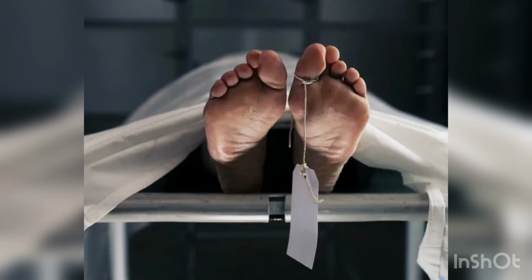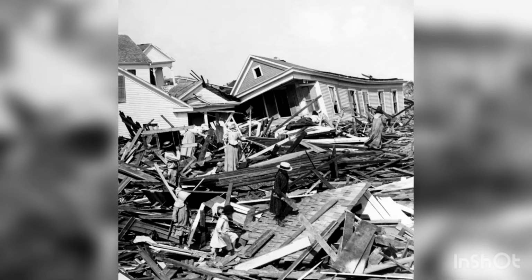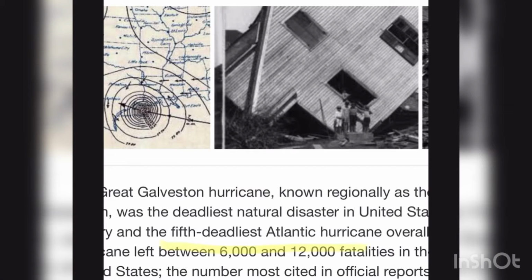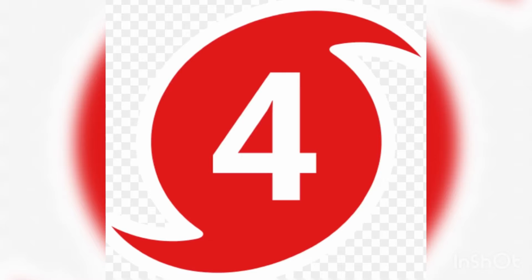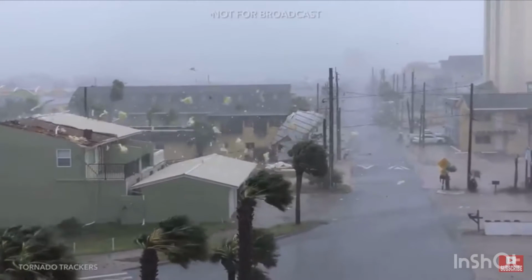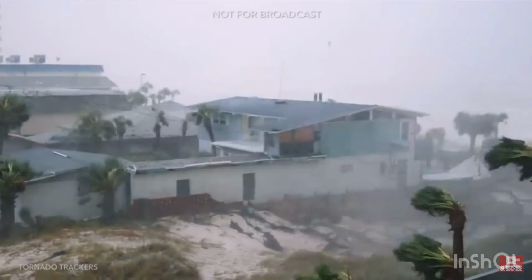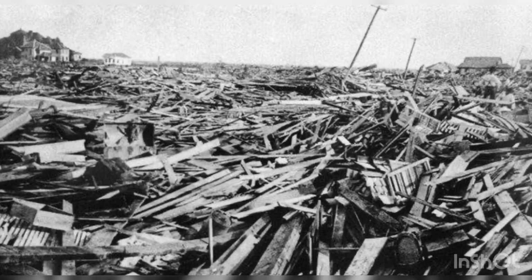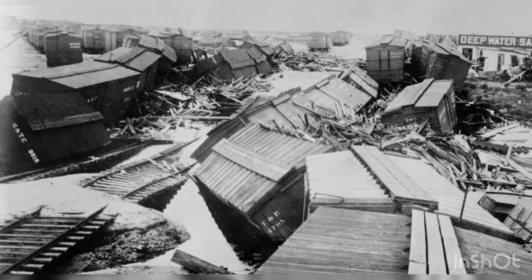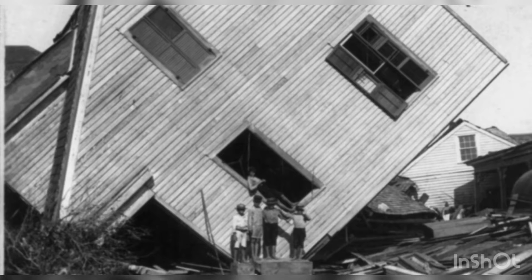The deadliest hurricane in American history was the 1900 Galveston hurricane, with a death toll of between 6,000 to 12,000. This hurricane was a Category 4 hurricane, and it had wind speeds of up to 145 miles per hour. Hurricanes like Galveston do much more than kill. The cost is extremely high for repairs. Galveston alone destroyed 3,600 buildings, with estimates exceeding $20 million.